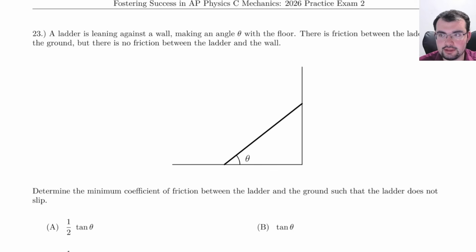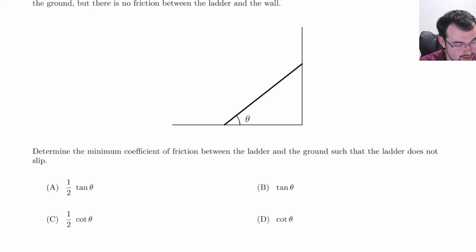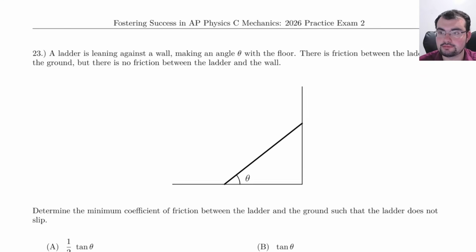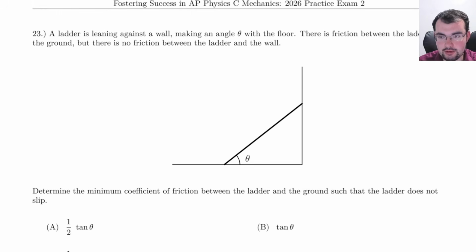All right, a ladder is leaning against the wall, making an angle theta with the floor. There is friction between the ladder and the ground, but there's no friction between the ladder and the wall. Determine the minimum coefficient of friction between the ladder and the ground such that the ladder does not slip. Well, we should start with forces.